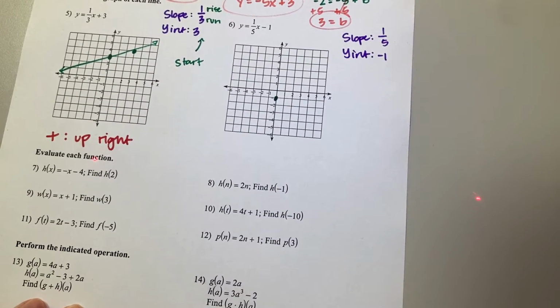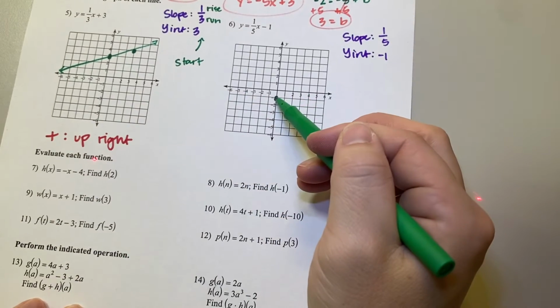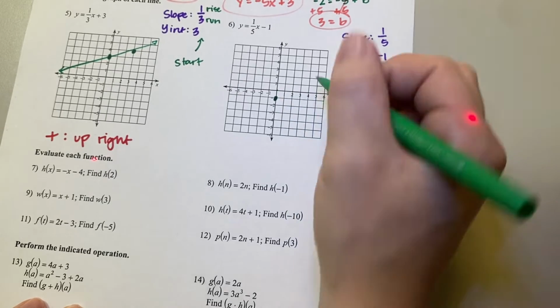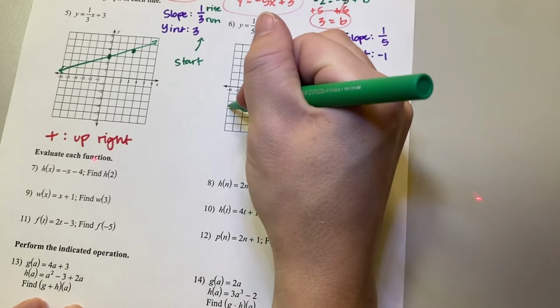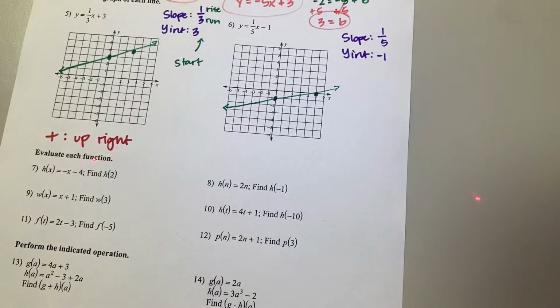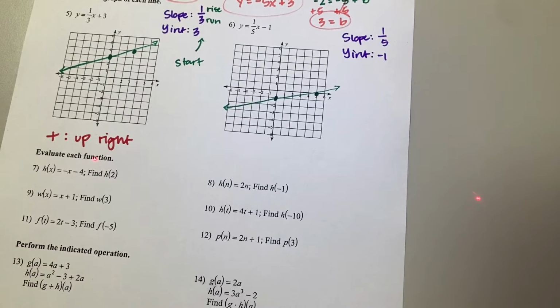Now we have a slope of 1/5, which means we're going to rise over run. So from my starting point, rise 1, run 5. 1, 2, 3, 4, 5. This is a positive slope, which means it's going up to the right again. Connect it with a straight-ish line. Arrows on the end, and you're good.